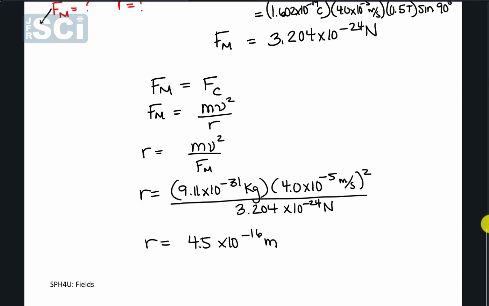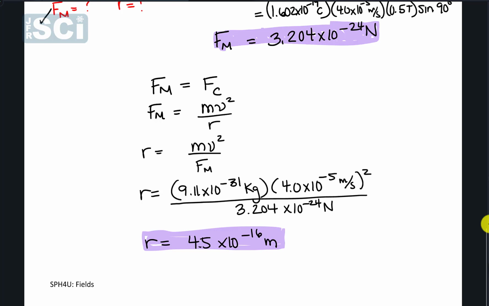So we have our two pieces here. There is our radius that we were looking for. So let's highlight that so that we know that that's our final answer. And we know our magnetic force is what we were looking for earlier. And there it is there. So we're just going to highlight that. I'm just going to color it in so that we know exactly what we're looking at here.